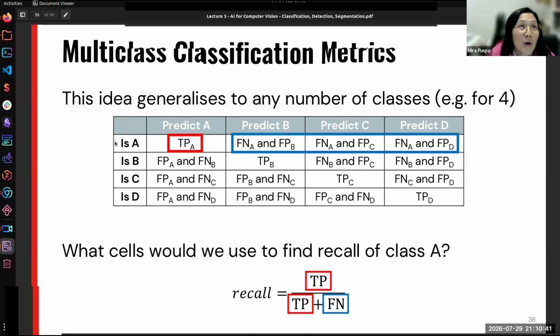Yes. So what's the English description of precision? Precision is out of all the predictions for class A, how many of them that you get correct? Exactly. Yes. Good. But it still doesn't answer my question of that chart.